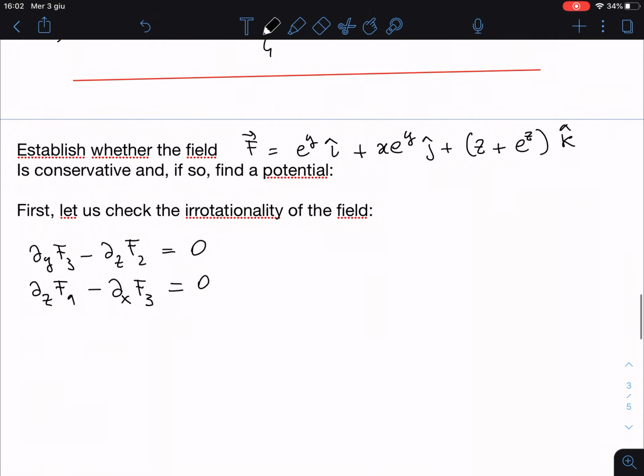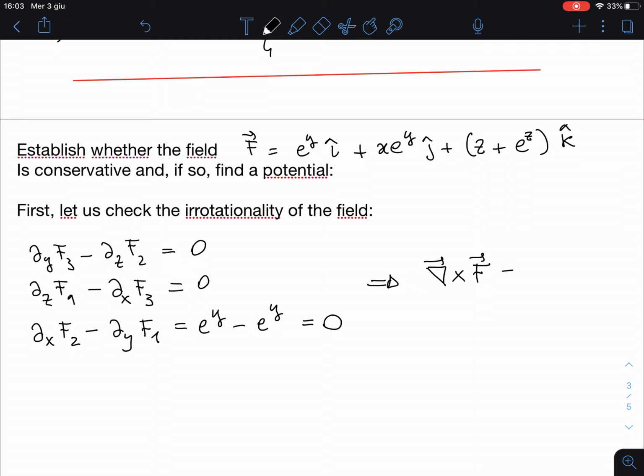So let us go to the third component of the curl. We have dx f2 minus dy f1. So dx f2 is e to the y, minus dy f1, which is e to the y. So this is equal to 0. Then the curl of F, nabla cross F, is equal to 0. The field is irrotational.